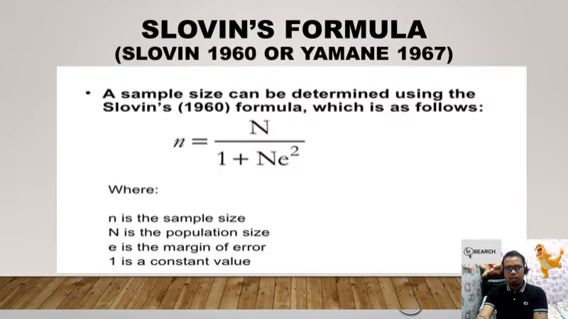It can be determined using the formula: population size, big letter N, divided by 1, which is constant, plus capital letter N, which is the population size, and letter E, which is the margin of error. I hope you could still remember the margin of error. We have 1%, 5%, and 10%, but 5% is the most widely used margin of error, and that is to the power of 2.